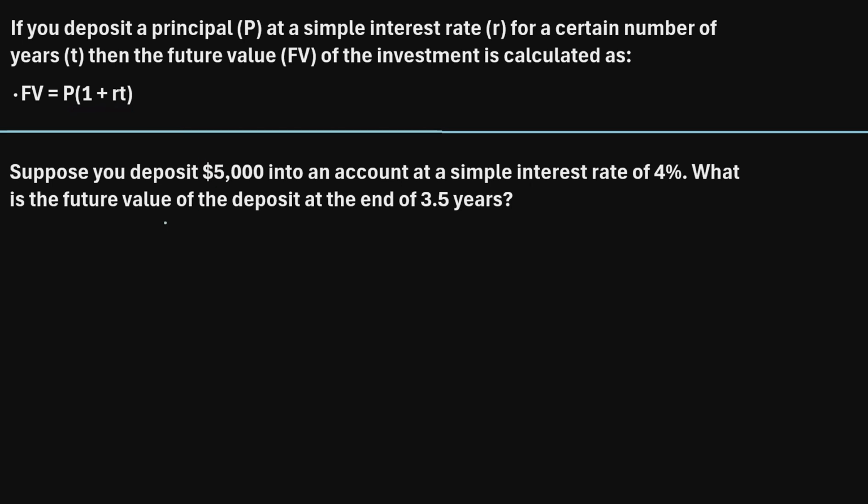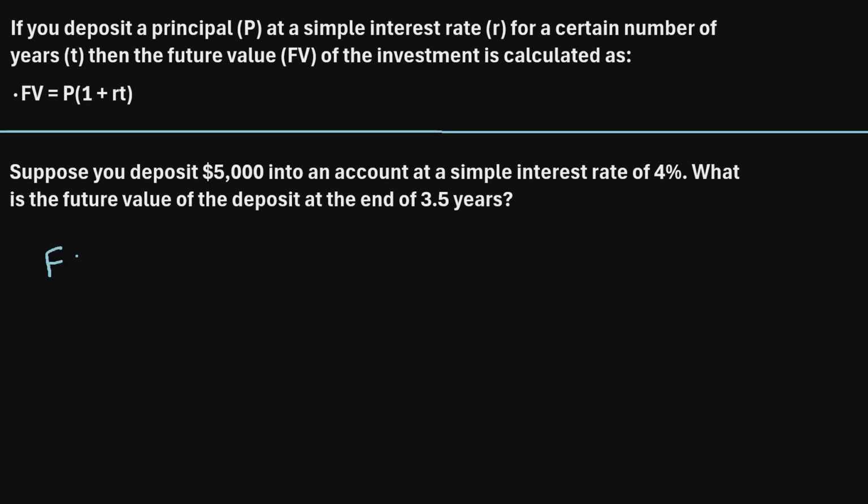So let's take a look at how to actually use this formula. This example says, suppose you deposit $5,000 into an account at a simple interest rate of 4%. What is the future value of the deposit at the end of 3.5 years? So to find the future value of this initial deposit, we're just going to use this formula right here.